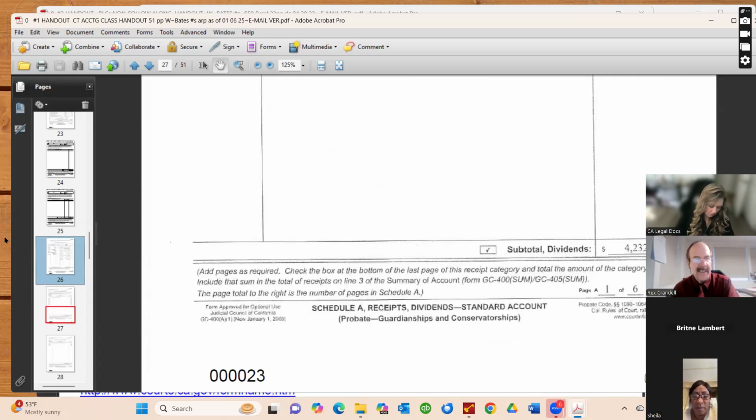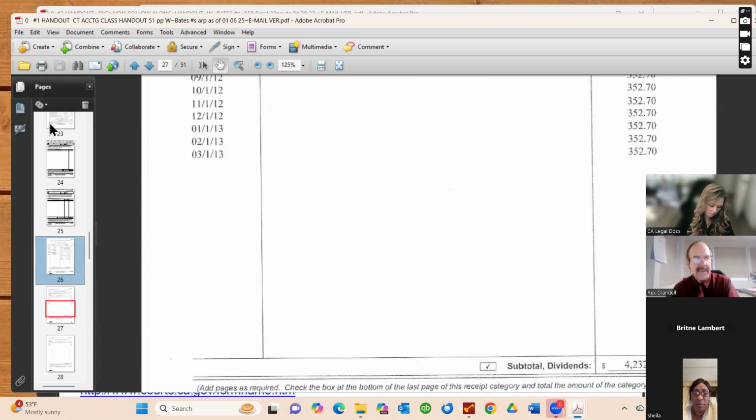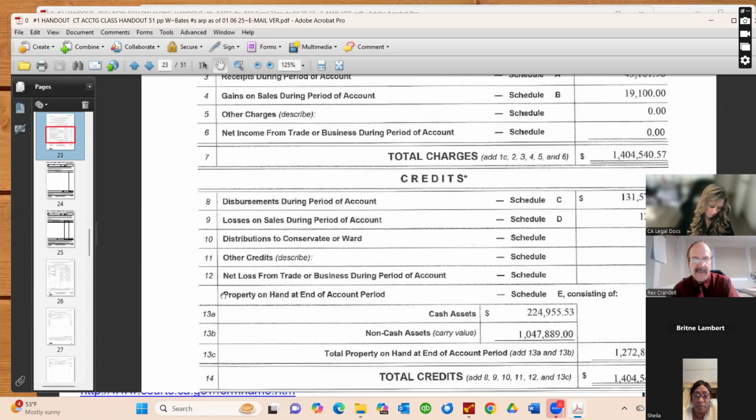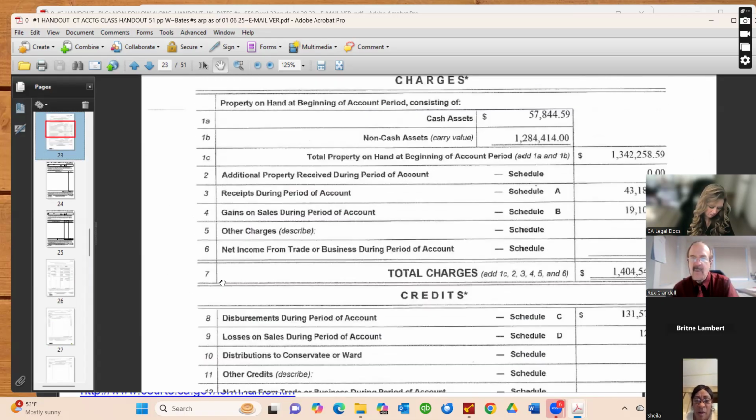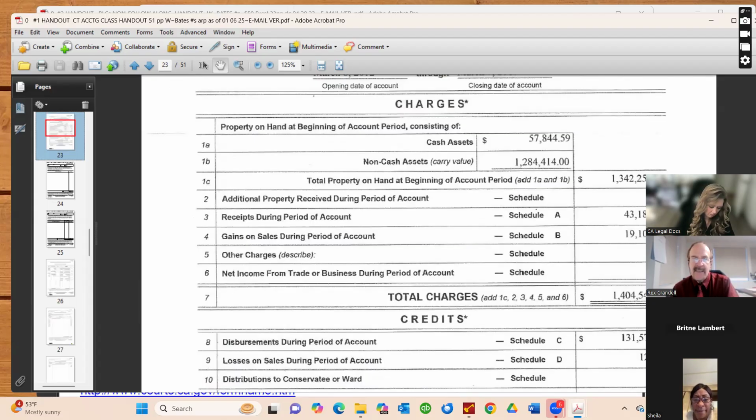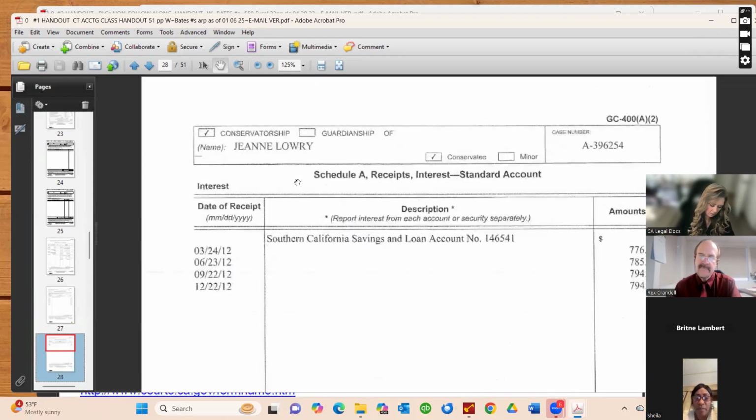What ends up happening is, I'll go back to the GC 400 sum on page 21. If you had nothing received, line 2 is 0. Receipts during period, 0. Other gains during the account period, 0. They had no income. Everything was outbound. So that's the appropriate way to show that. Okay, wonderful. Thank you so much. Sure.